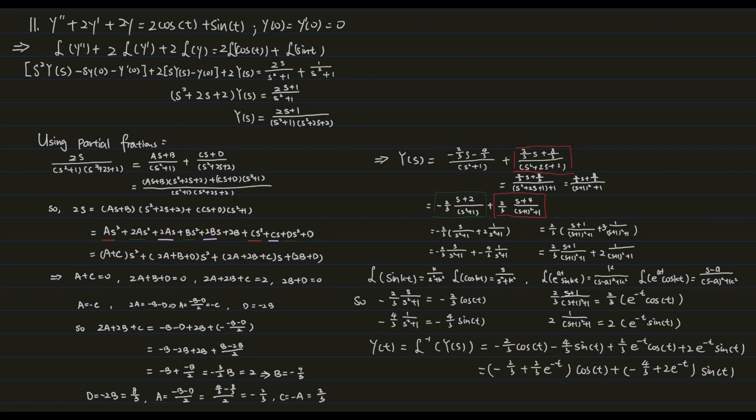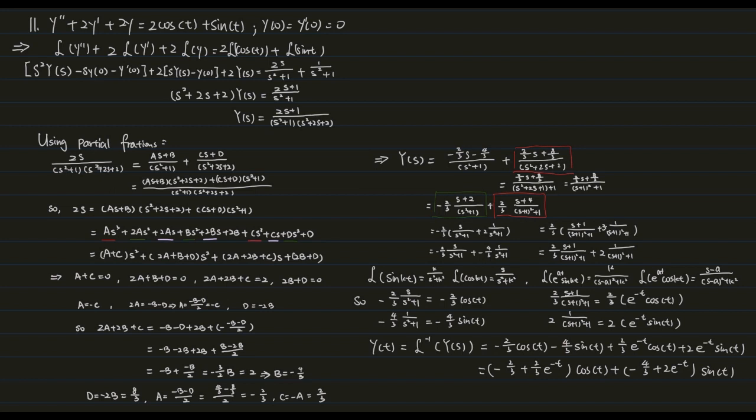We complete the square of the denominator: (s plus 1) squared plus 1. Then we write the numerator in terms of s squared plus 1 and (s plus 1) squared. Then we can use the table to find the inverse Laplace.